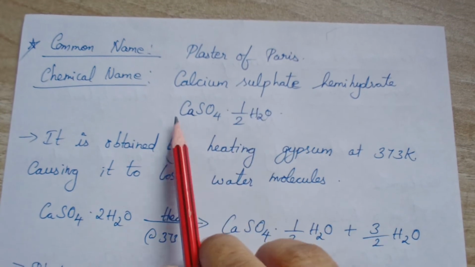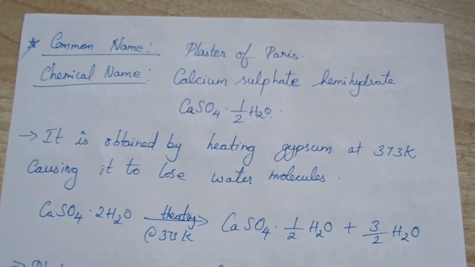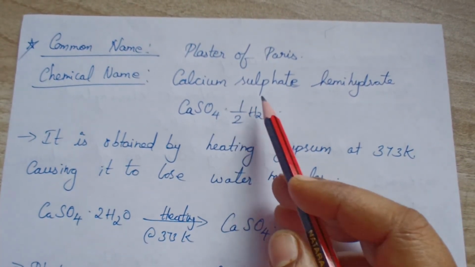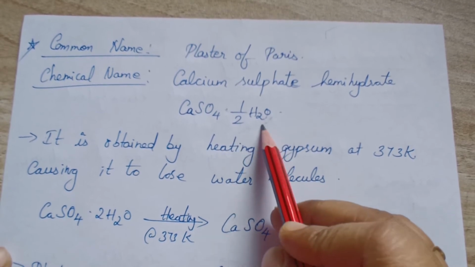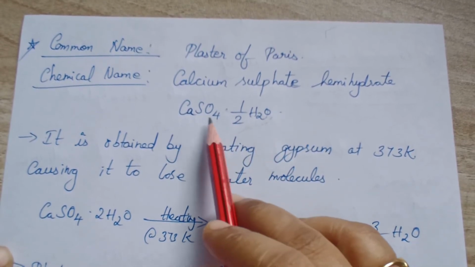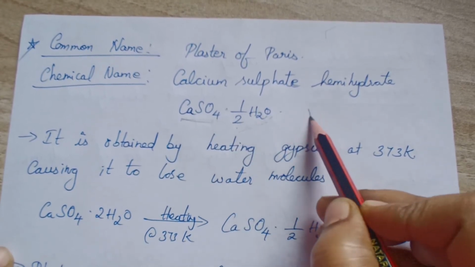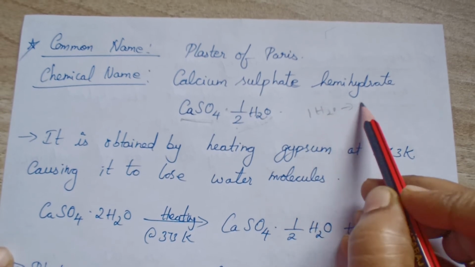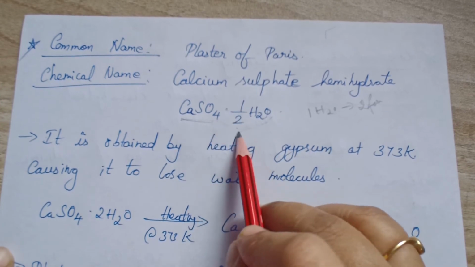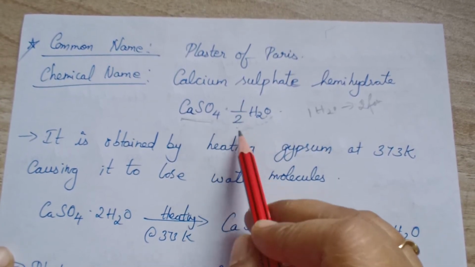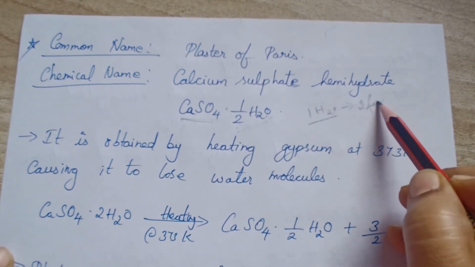CaSO4 1/2 H2O. Here, how many water molecules are bound? This half molecule means that one formula unit contains half a water molecule, that is, one water molecule is shared by two formula units. That's why one CaSO4 contains half a molecule and another CaSO4 contains half a molecule. So one molecule of water is shared by two formula units.